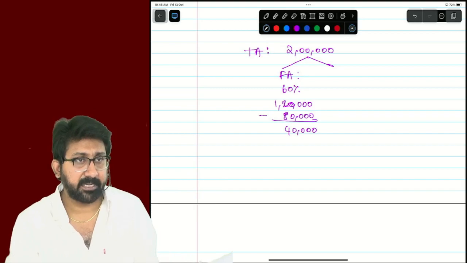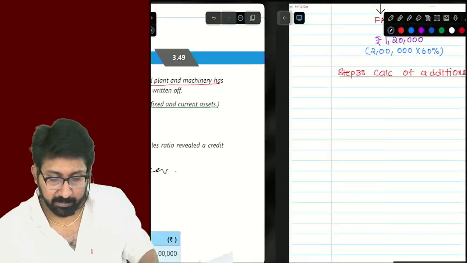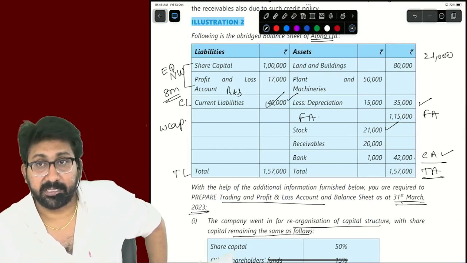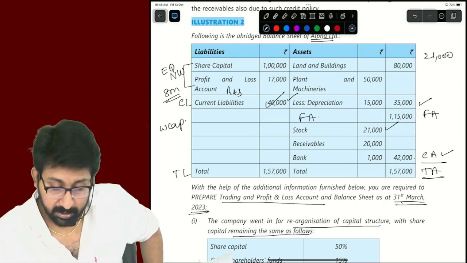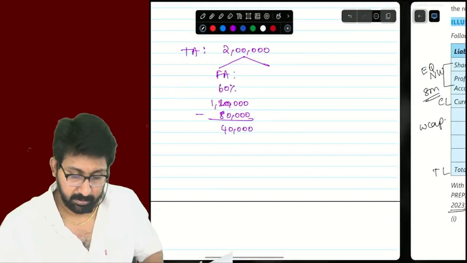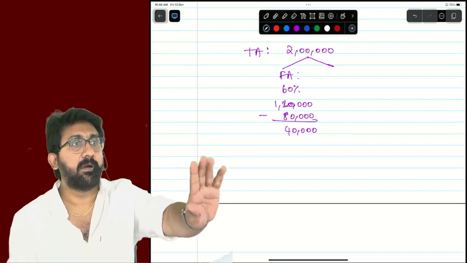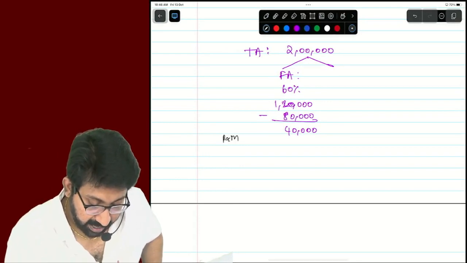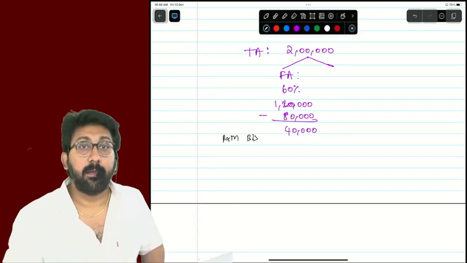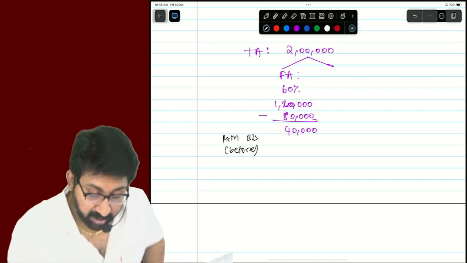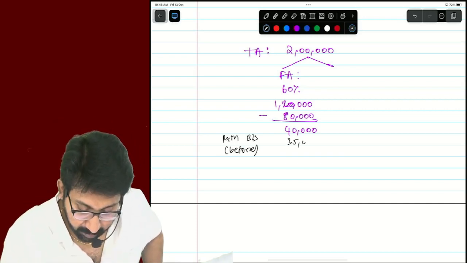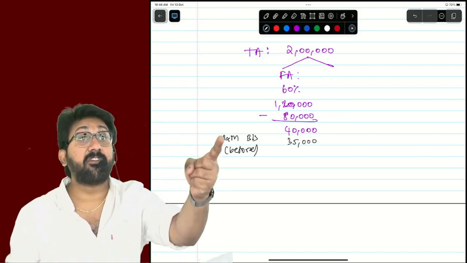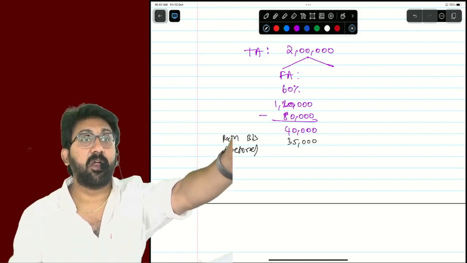After providing depreciation. Correct? Now see the question and tell me, what is the land and building, plant and machinery before reorganization? Answer. 35,000. Okay? Tell me one second. What is the land and building value as per the balance sheet? Sorry, plant and machinery. Plant and machinery in the balance sheet before reorganization is how much? Answer. How much? In this 35,000, is 5,000 additional depreciation there or not?